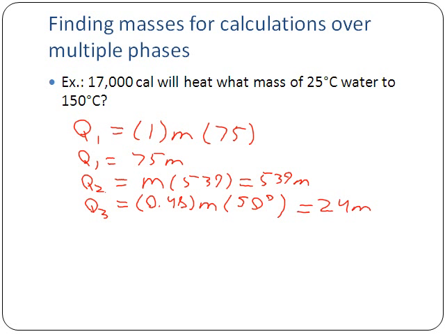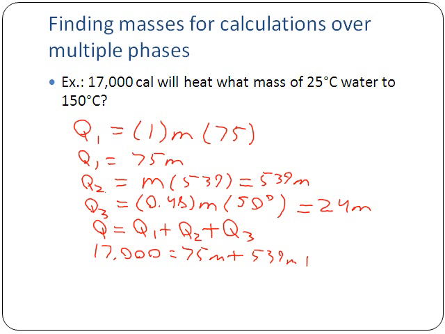We know that our total Q is going to be equal to Q1 plus Q2 plus Q3. And so total Q here is 17,000 calories. And that's equal to Q1, which is 75 M, plus Q2, which is 539 M, plus Q3, which is 24 M. So we can take these and add them up. So we'd say 75 plus 539 plus 24, and so we get 638 M. So 17,000 is equal to 638 M.